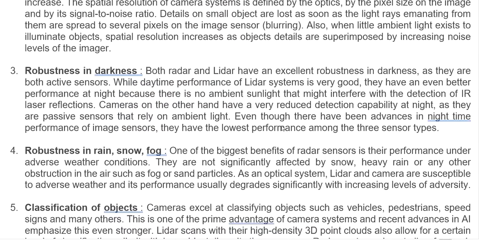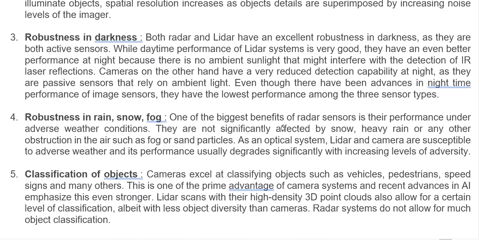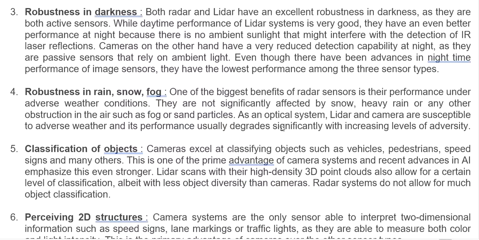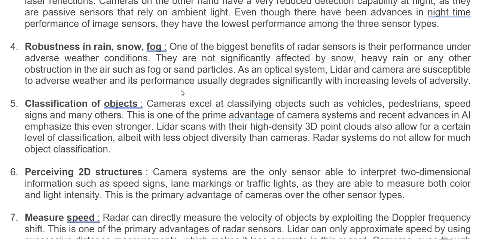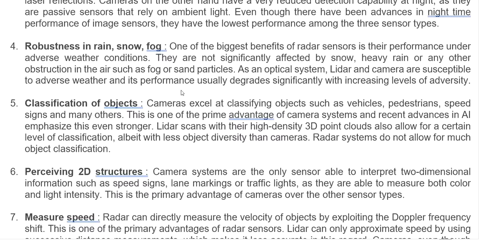Robustness in the darkness. Both radar and LiDAR have excellent robustness in the darkness, right? LiDAR systems are very good, and they have even better performance at night because there is no ambient sunlight that might interfere with the detection of the IR. Robustness in rain and snowfall. One of the biggest benefits of radar sensors is their performance under adverse weather conditions like snow, heavy rain, or any other obstruction in the air, such as frost and particles.